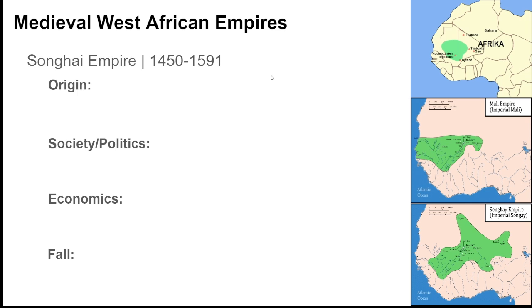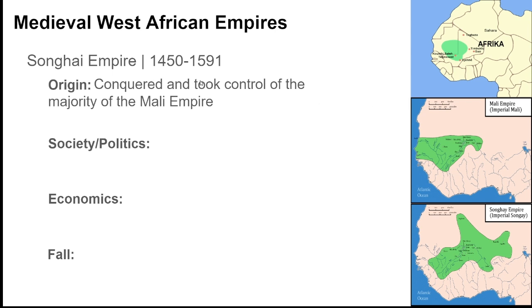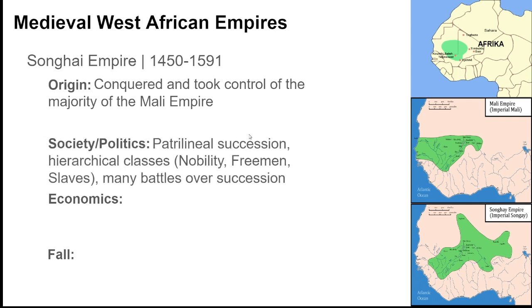Finally is the Songhai Empire, from 1450 to 1591 CE. They conquered and took control of the Mali Empire, is how they got to be. Society and politics: patrilineal succession and hierarchical classes, with nobility at the top, freemen in the middle, and then slaves at the bottom. There were many battles over succession.